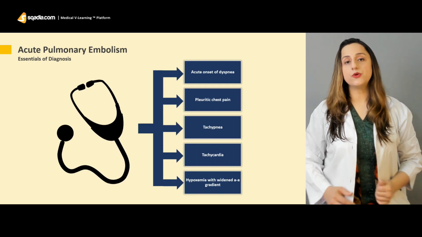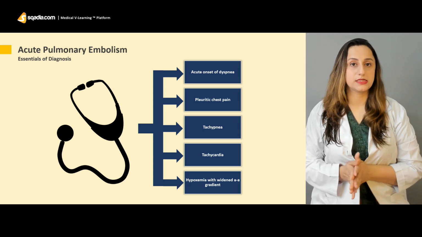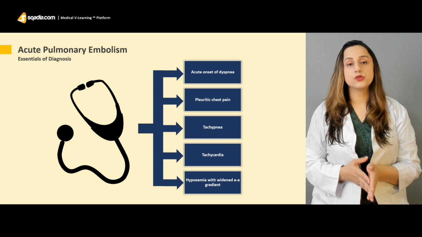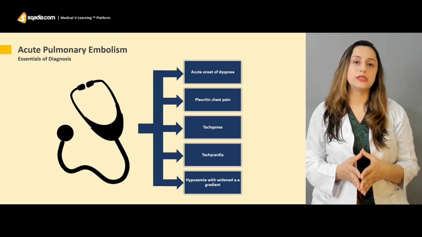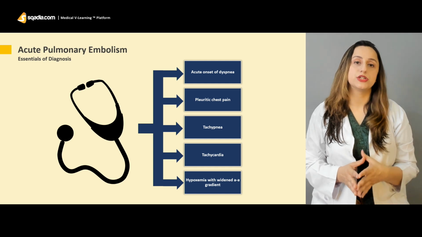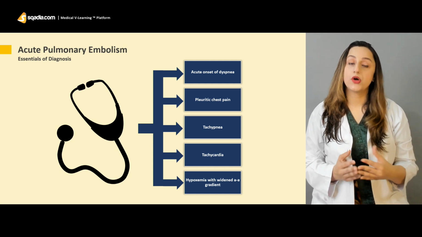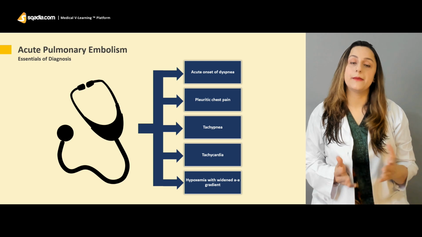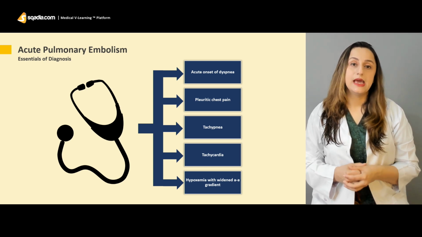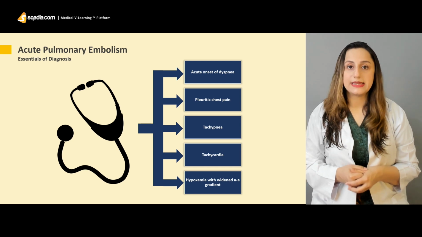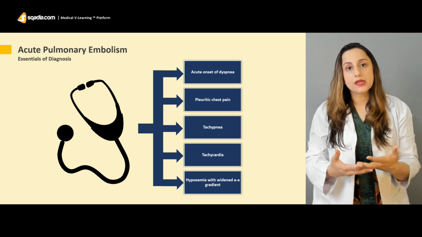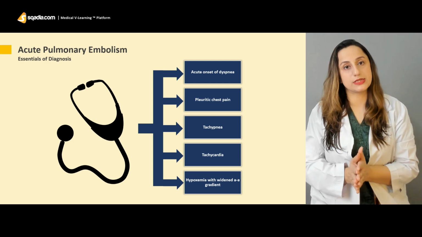Now, the criteria would basically consist of all of these factors. First of all, the acute onset of dyspnea. So usually, when you differentiate these patients from the patients of asthma or chronic obstructive pulmonary diseases and compare the history, you would get to know that the onset of dyspnea, the difficulty in breathing, was quite acute in its onset.